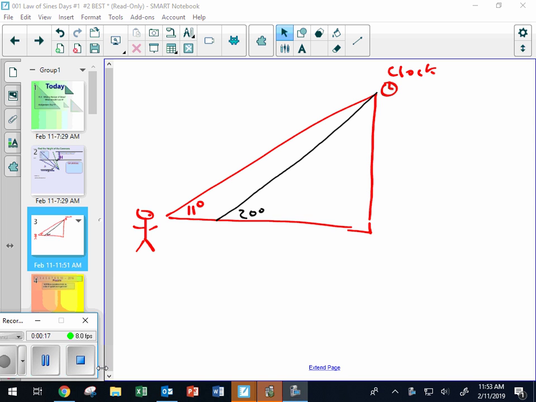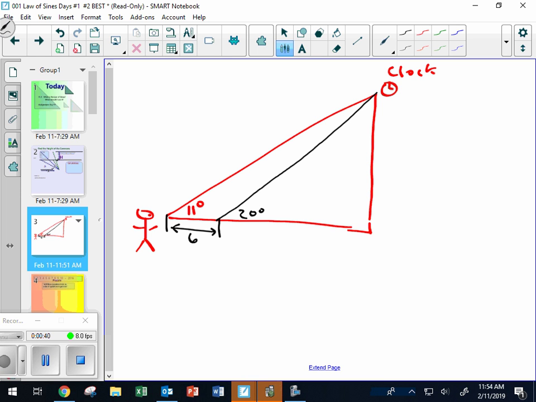So here, the kids saw in class that I sighted up to the clock on the wall, and I used an app on my phone called Measure, and we used the level within that. And then I was able to see that it was an 11-degree angle the first time I sighted up to the clock. Then I walked 6 feet forward. This is important. That distance was 6. And then I took a new angle.